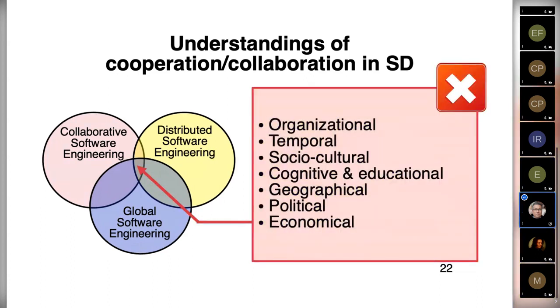But at the same time, these cooperation and collaboration understandings face a lot of challenges, because it is not possible to have the same understanding in the seven different aspects that impact software engineering. First of all, there are a huge amount of challenges at the organizational level. We also have a huge amount of challenges temporally, okay? Because as we spoke a few minutes ago, we have team members distributed all over the world.